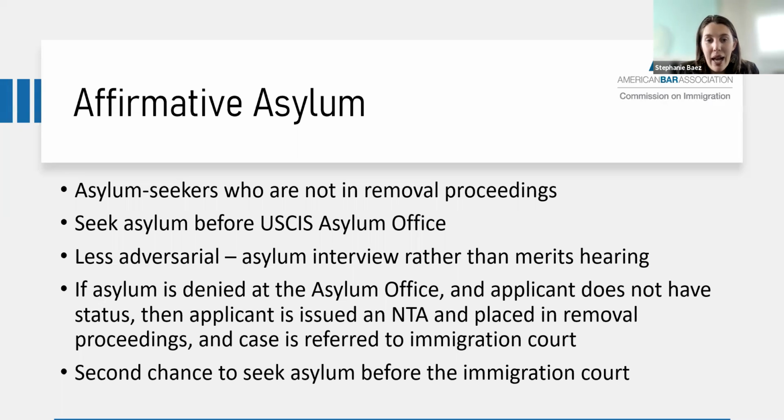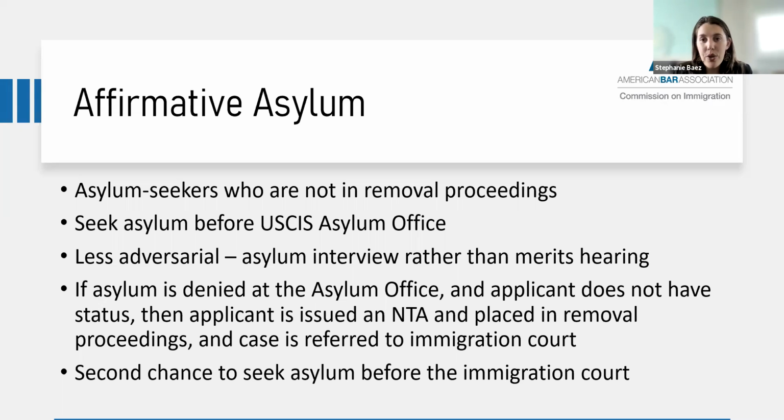If asylum is denied at the asylum office and the applicant doesn't have any status, so let's say someone crossed the border, entered without inspection, was never issued an NTA, they decide to seek asylum before USCIS, and their asylum claim is denied, then they're going to be referred to the immigration court. They're going to be placed in removal proceedings.